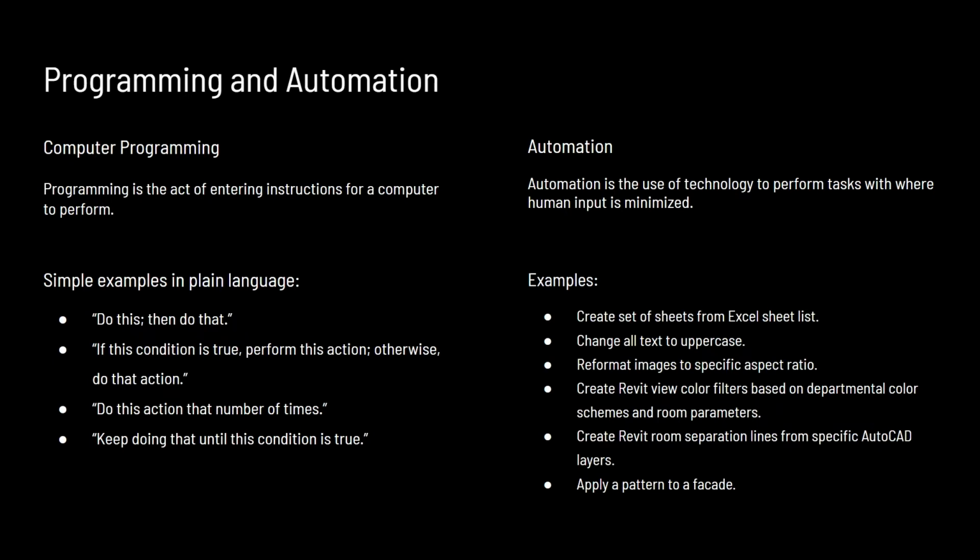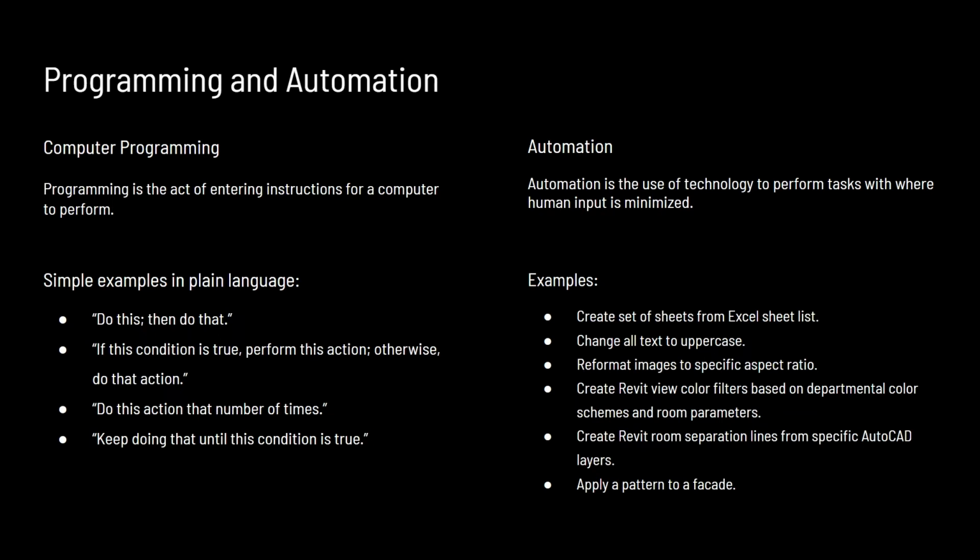Okay, so what is programming and what is automation? Programming is just the act of entering instructions for a computer to perform. So you're going to tell the computer in a specific language, do this thing, then do that thing. Or if this condition is true, then perform this action, otherwise do something else. Do this certain thing a certain number of times. Keep doing this until some other condition is true.